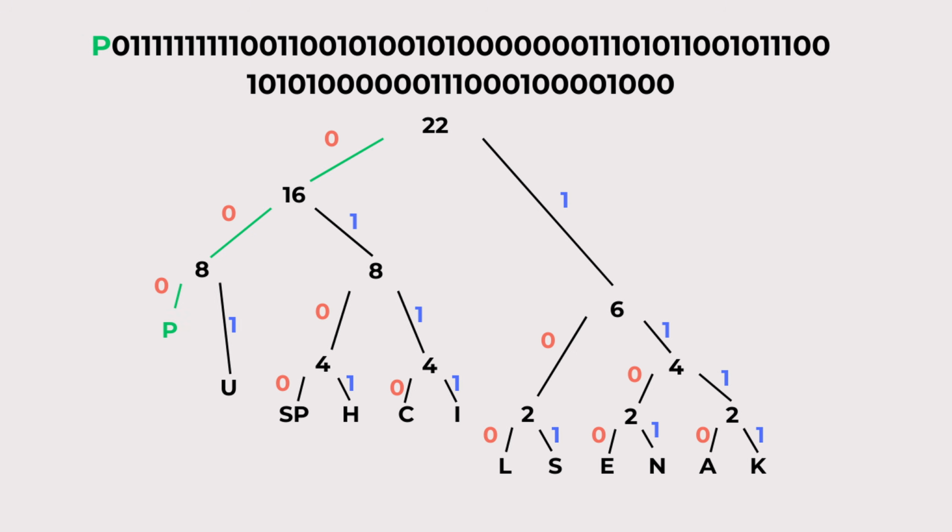Let's try the next one. It's 0, 1, 1, 1. This gives me I. We keep going like this, following the same rule. There's no voiceover during this part, so watch carefully to see how it works.